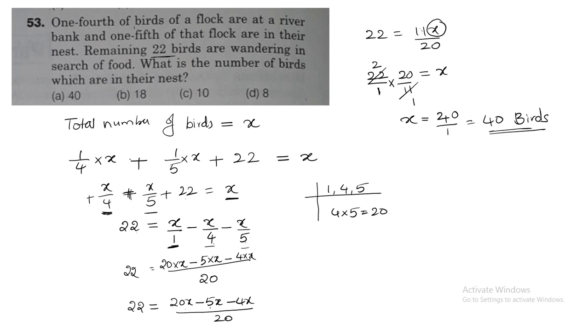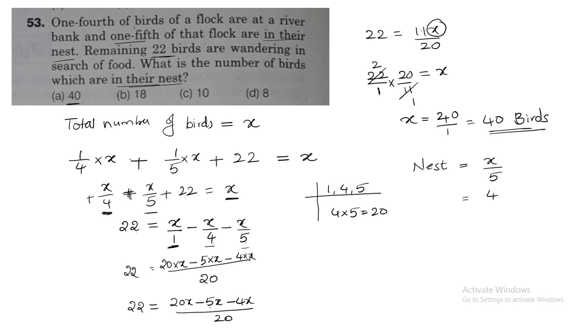But what is he asking? What is the number of birds which are in their nest? In the options 40 is given, so don't get confused. Read the question carefully. So what is the number of birds which are in their nest? Here in the question, 1/5 of the birds are in their nest he has given. That means we need to find out the birds which are present inside the nest. So inside the nest, how many birds are there? x by 5 birds are there.